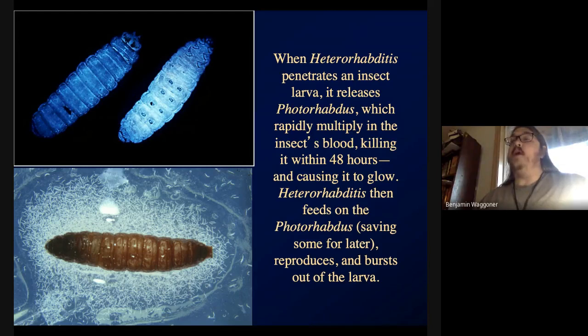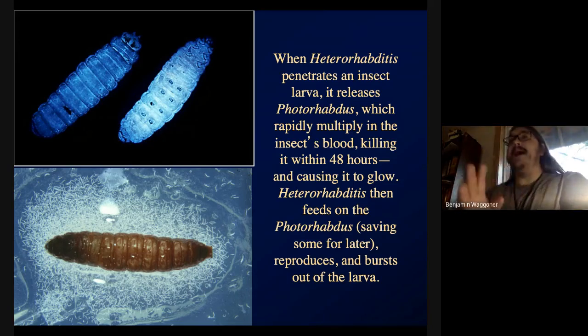The offspring all pick up some Photorhabdus bacteria for later, and then they come bursting out of the larva, which is what you see down below. That's probably a waxworm moth larva, having turned reddish brown because it's dead. Normally these would be whitish. And surrounding it, all of those little white things, that's a whole bunch of Heterorhabditis bursting out of that larva and crawling out to infect some more.